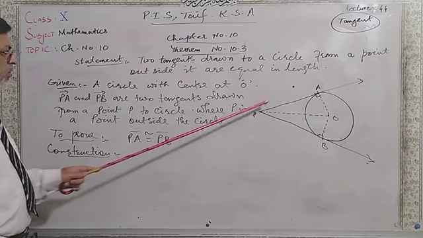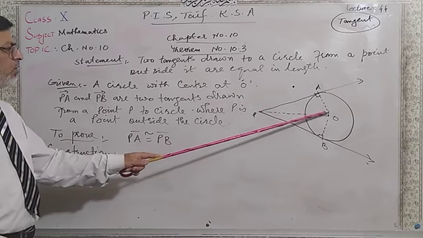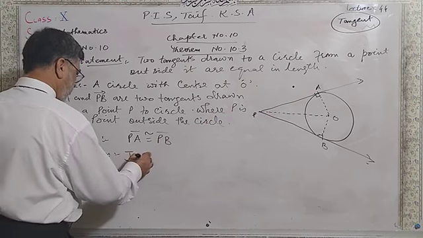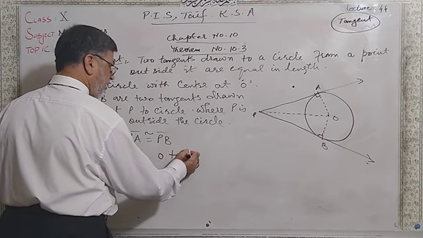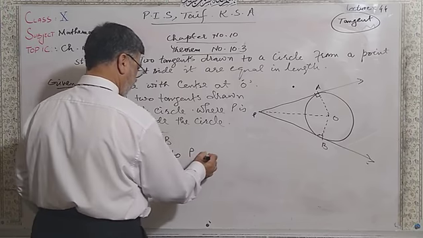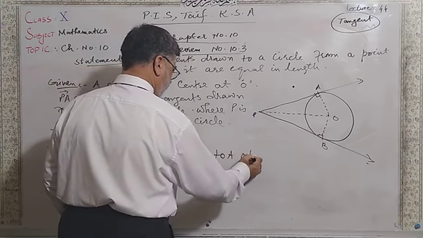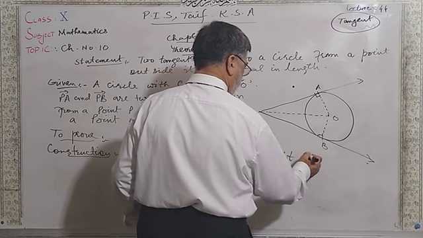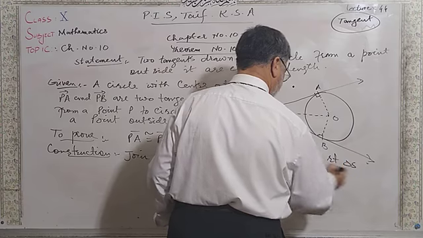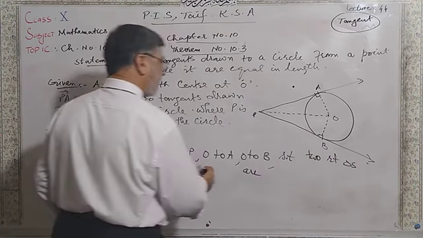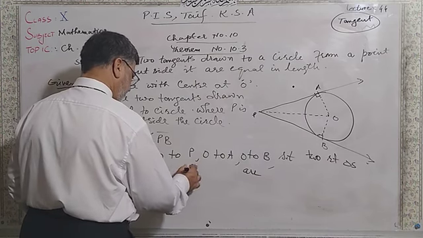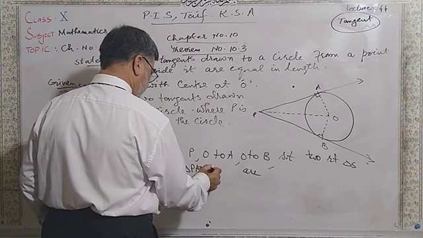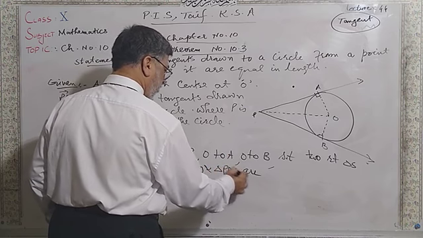So join O to A, O to B and O to P, such that two right triangles, triangle OAP and triangle OBP, are formed.